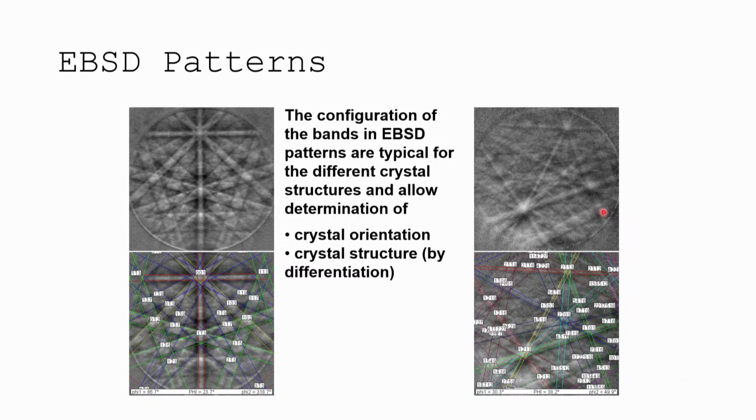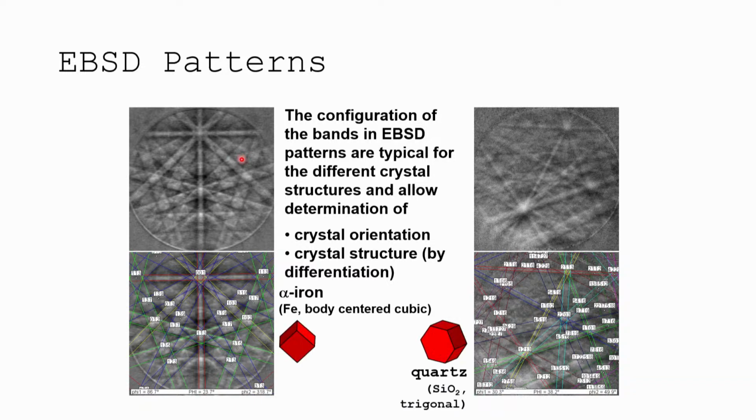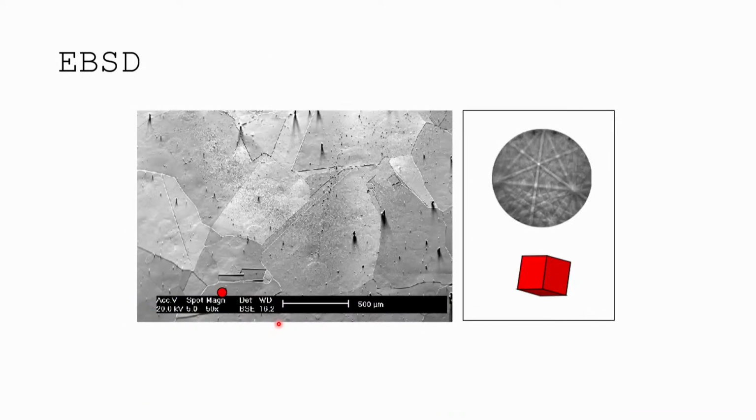So this is a hexagonal pattern compared to a cubic pattern that's being shown here. So here we see iron, we see quartz over here. So it's not hexagonal, it's a trigonal one, but you know, it kind of looks similar. So the quartz is a SiO2 structure versus an iron structure. So that's the information that's in the pattern itself. And it also tells the orientation.